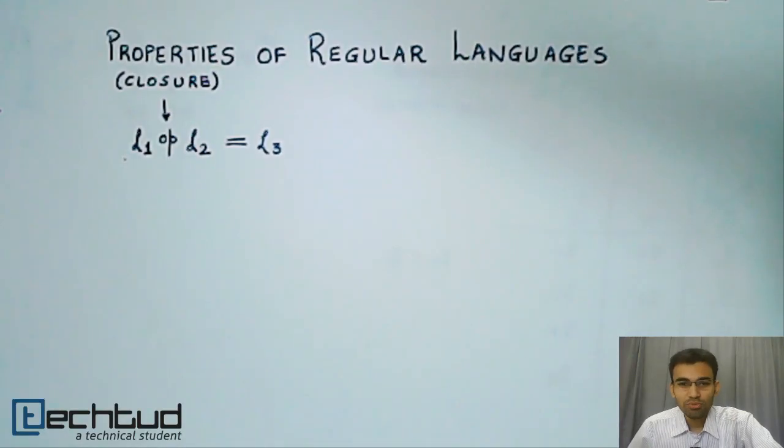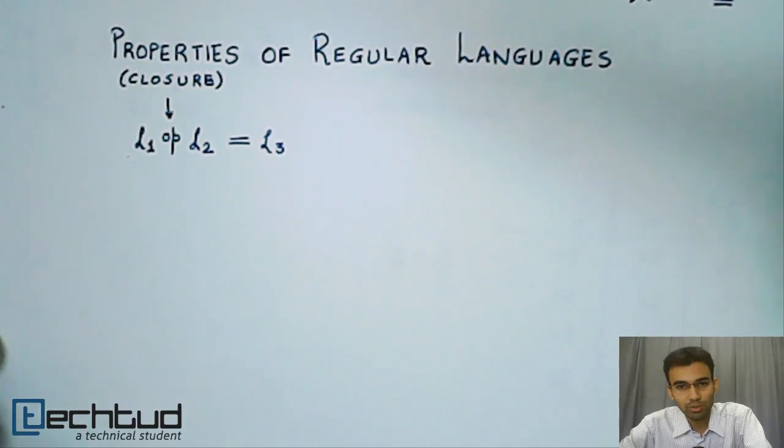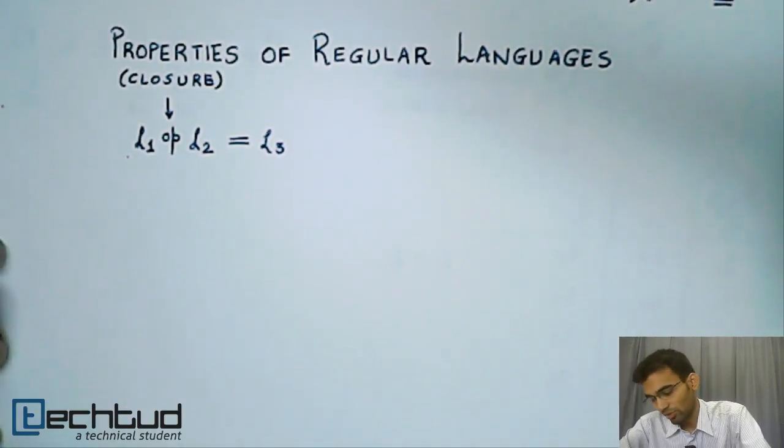So we now move into a new topic, which is called properties of regular languages. We talk about the different closure properties of regular languages.